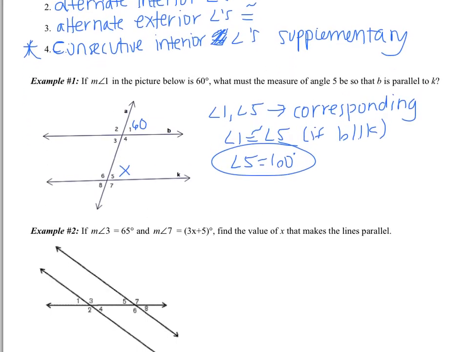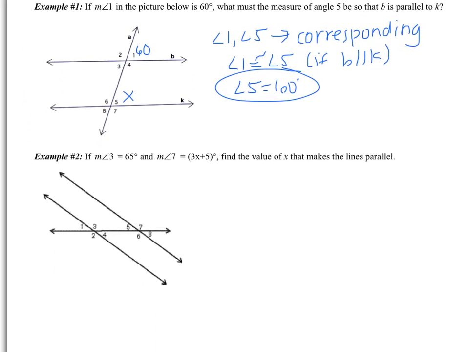Okay, let's move on to example 2. It says if the measure of angle 3 is 65 degrees and the measure of angle 7 is 3x + 5, find the value of x that makes the lines parallel. Okay, so again, x can be anything that it wants here. That makes sense, so negative probably doesn't make sense. But it can be any value it wants. But we want to know what's the specific value of x that will make the two lines parallel.